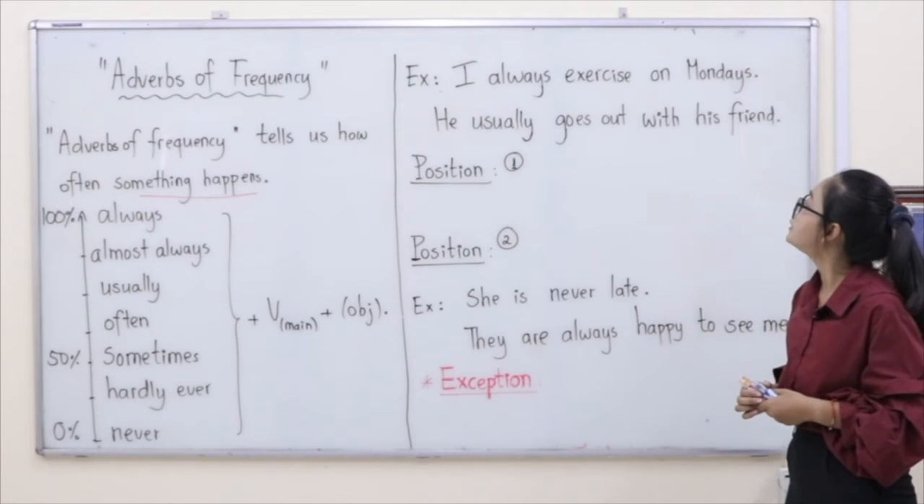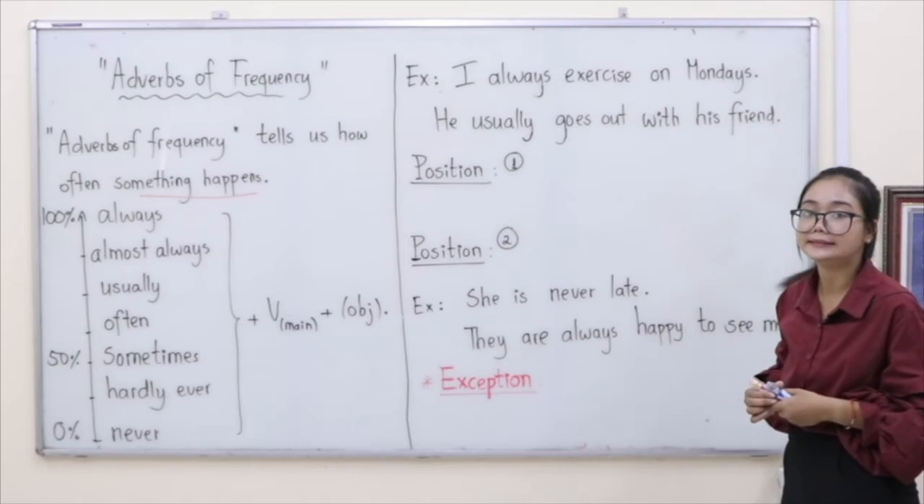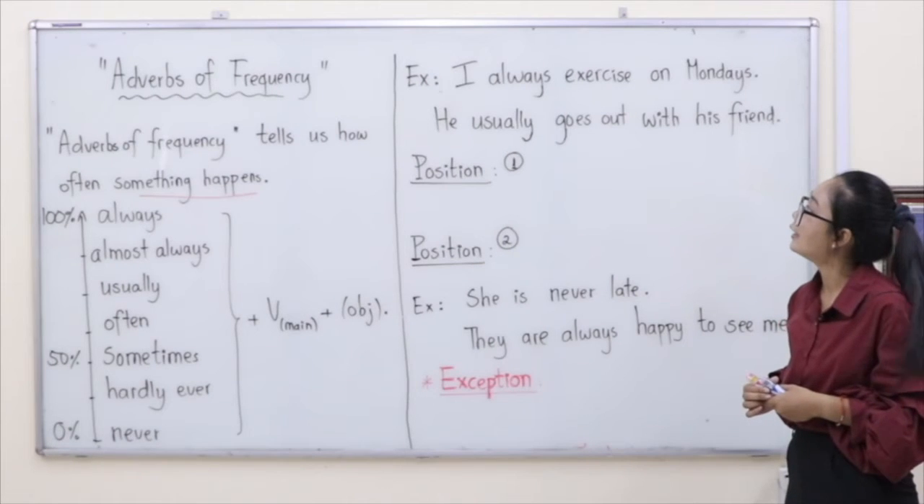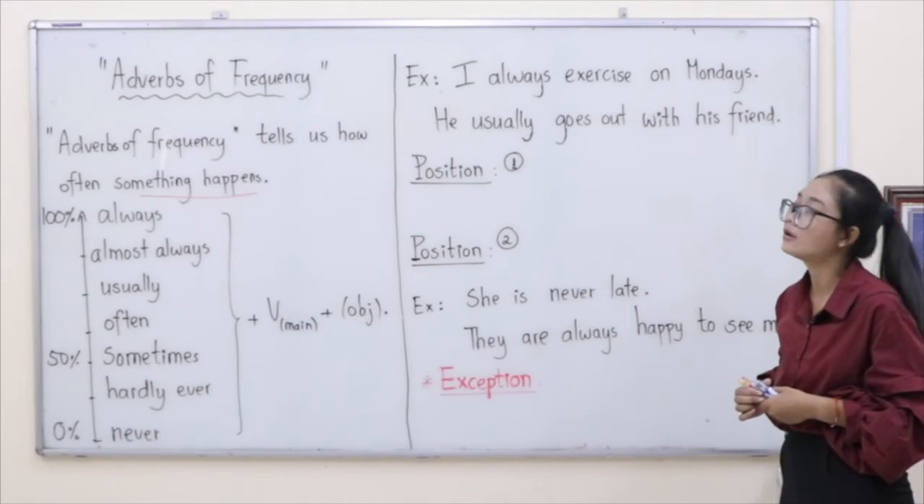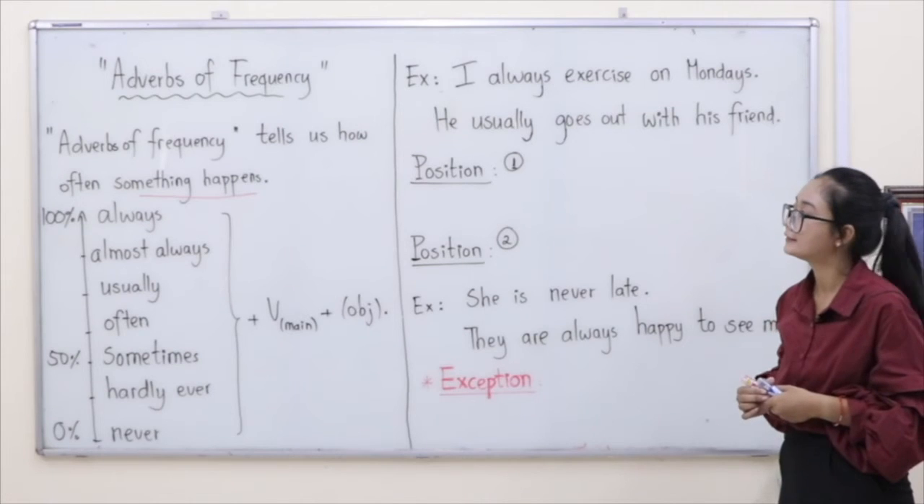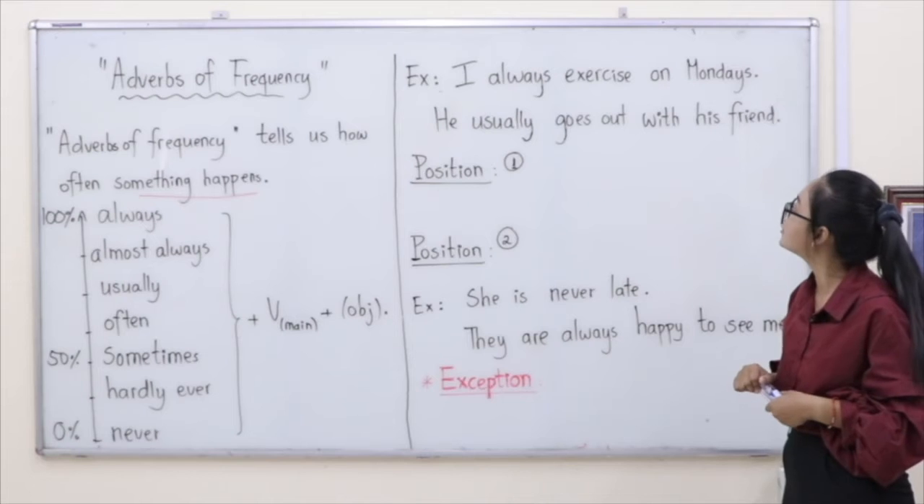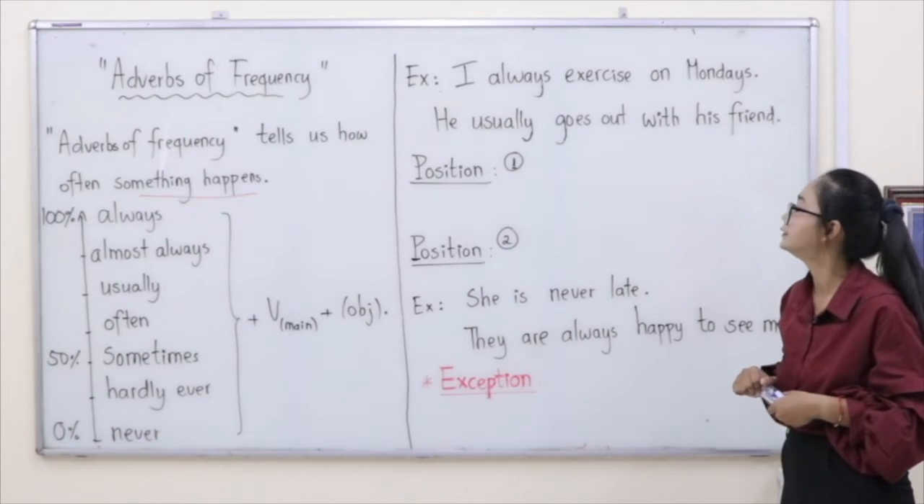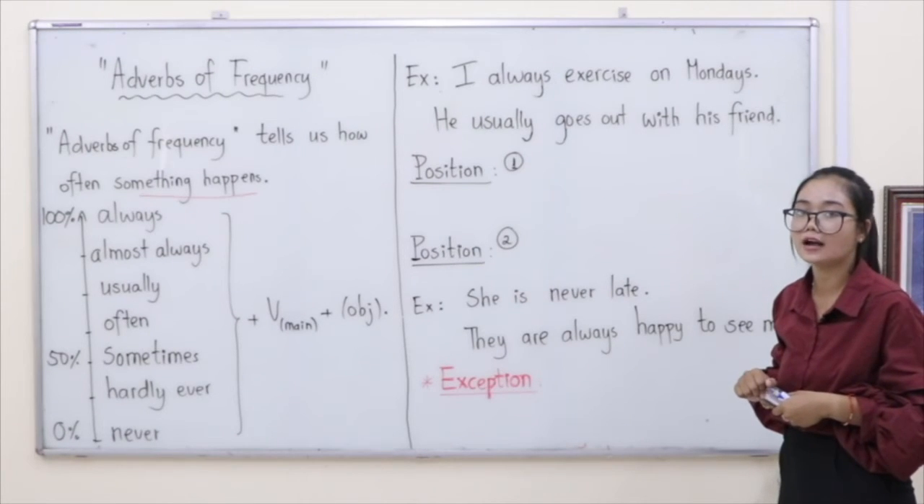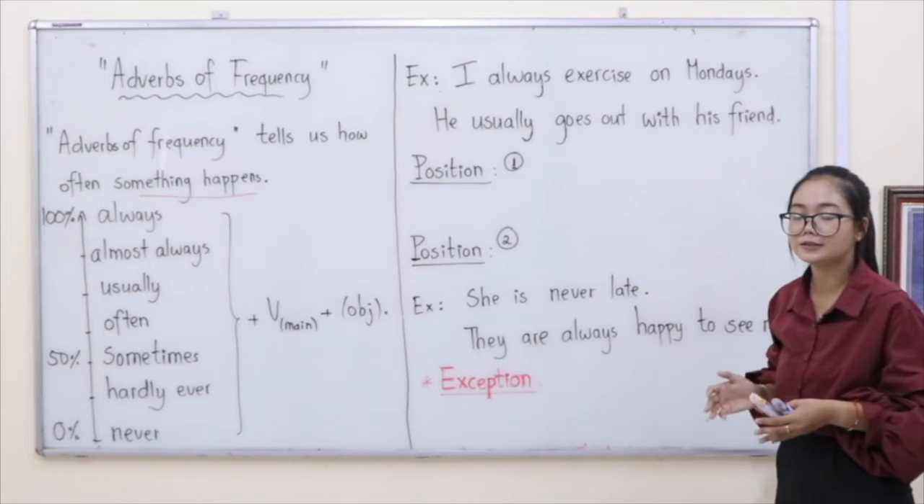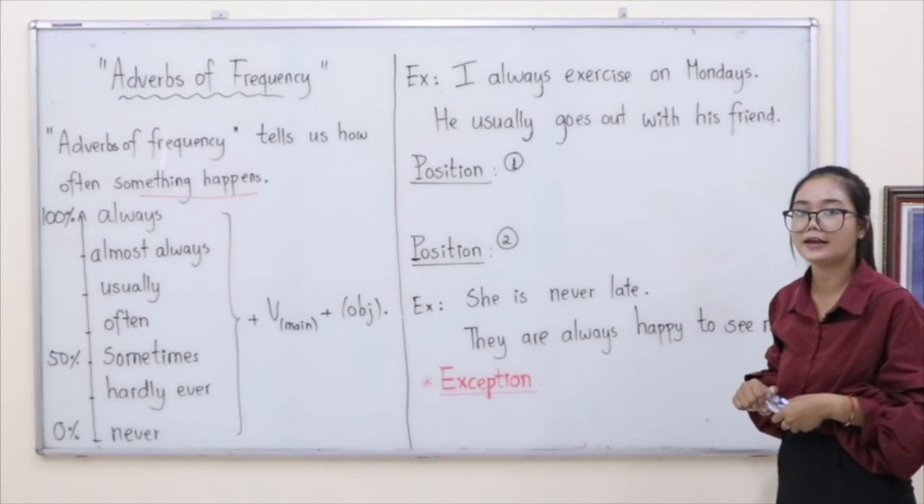I always exercise on Monday. Sentence number 2. He usually goes out with his friend. So tell me, where are the adverbs of frequency in these 2 sentences?